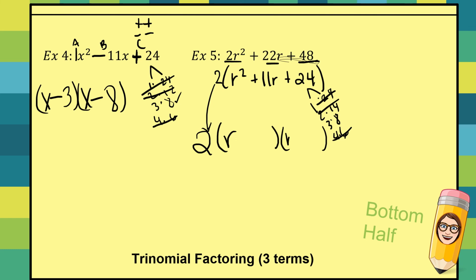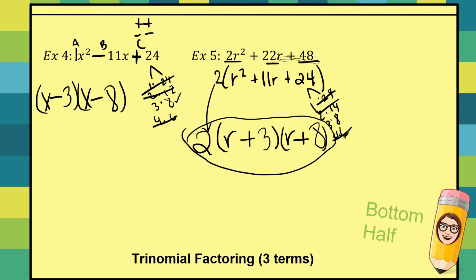So r times r is r squared. We could have any variable, right? So make sure you're matching it up, correct? A 3 and an 8. Now, if everything's positive, everything's positive. So this is my factored polynomial in simplest form.